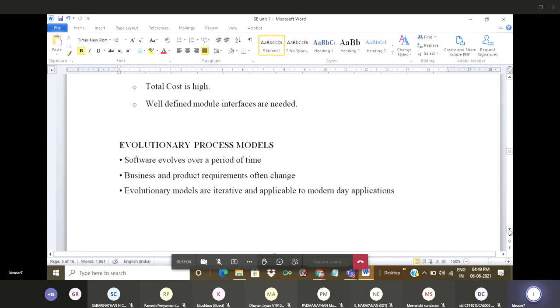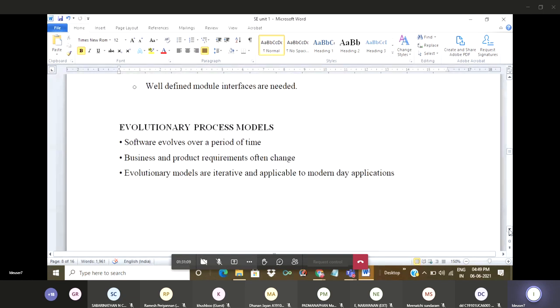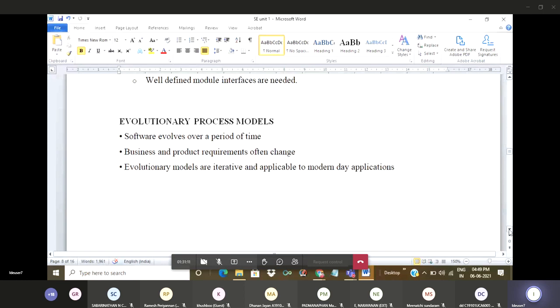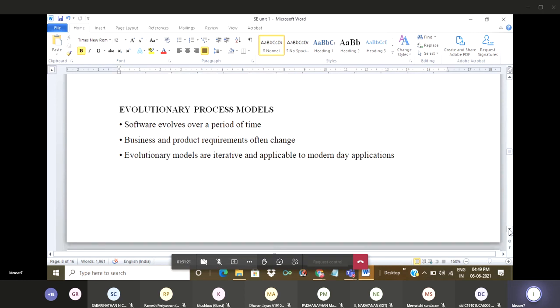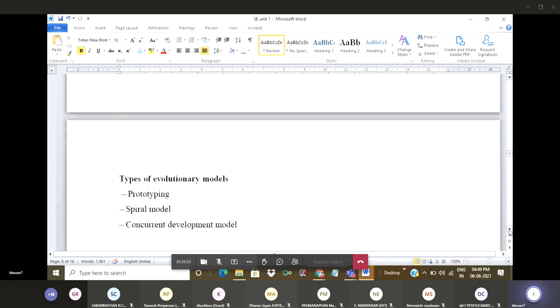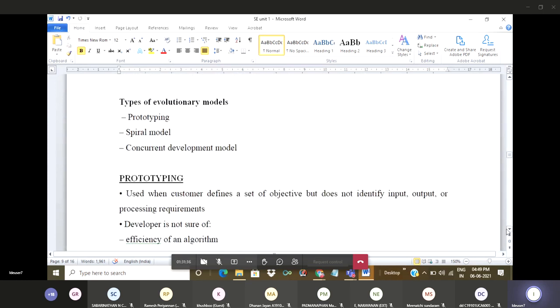And what is the evolutionary process model? Software evolves over a period of time. Business and product requirements often change, so we can change the product requirement very often. If you don't like it, we can change the product requirement. Evolutionary models are iterative and applicable to modern days. So evolutionary models are applicable to modern-day applications. We have three types of evolutionary models.